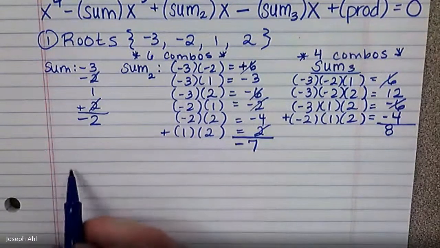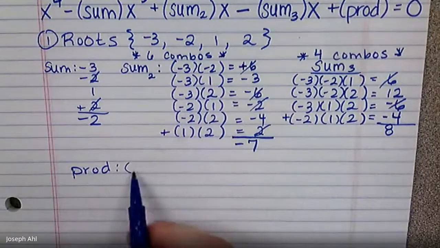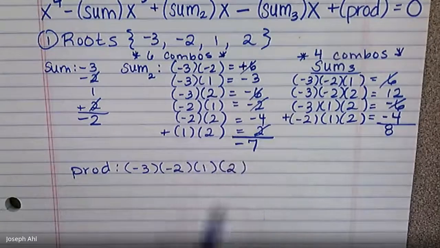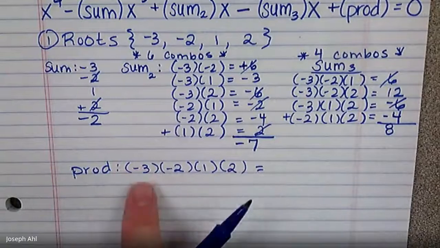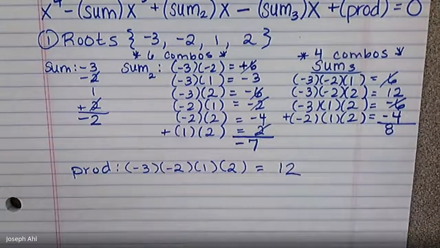And finally, the last thing I need is the product. The product is all 4 at once. -3, -2, 1, and 2. It's also kind of the sum 4 at a time, if you want to think of it that way. But the product is just all 4. So that's going to be 6 times 1 is 6 times 2 is 12 for the product of all of the roots.